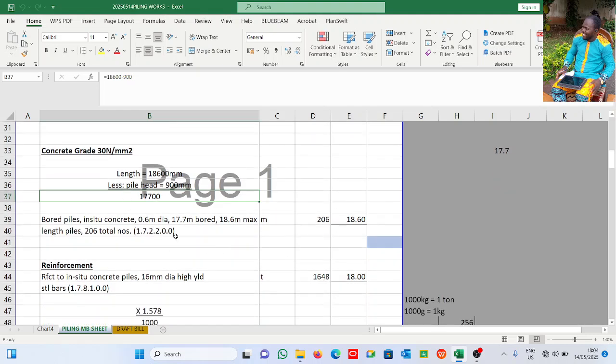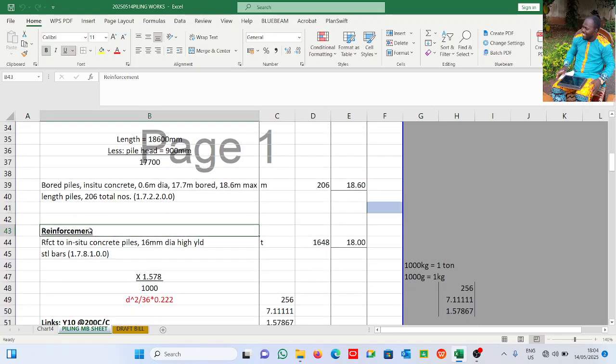We have described the concrete. This is the reference. You can cross-check also in your BESMM 4R. Total length is 18.6. Total number is 206. This is measured in meters. That is concrete, as simple and as straightforward as that. I close it up, bracket.